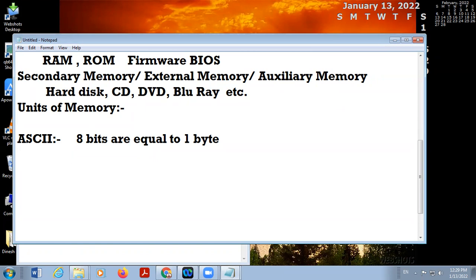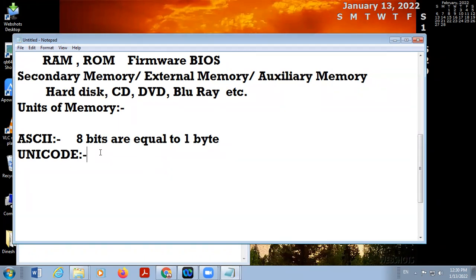But due to the development of the internet, now different languages are there. So it was very difficult to recognize the different characters of different languages. That's why a new system called Unicode was introduced. What is the full form of Unicode? Universal Code. Yes, it is called Universal Code.